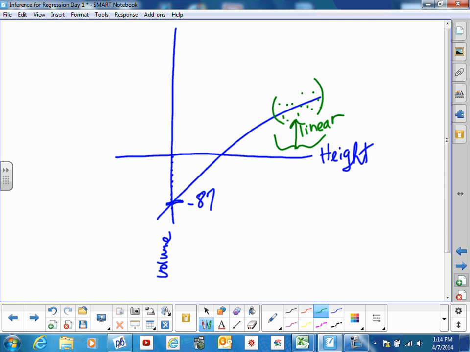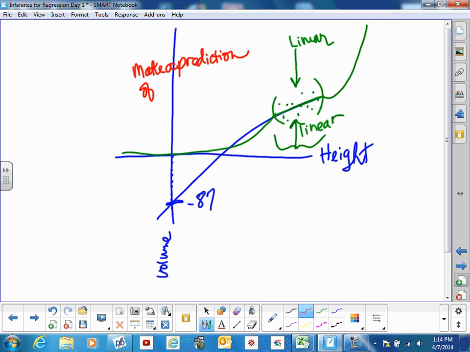Yeah, just because this is appropriate to be linear does not mean it doesn't take a whole different shape outside of the data. Here is the data, and it's appropriate to be linear right there. But outside of that data, I don't know. And in all cases, if you make a prediction outside of the data, that is called an extrapolation.